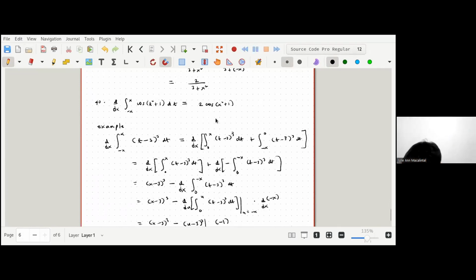Actually, i-expect ko na 2 cosine of x squared plus 1 pa rin yan eh. Pero the only way we'll know is if we actually do it. So, okay, stop share na ako. And then, let's do number 40.